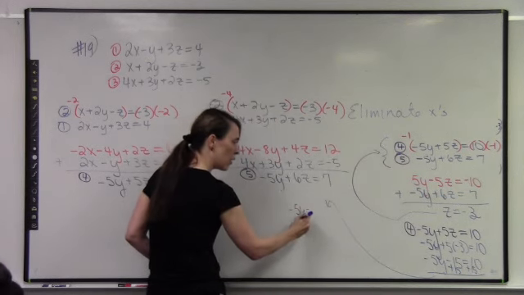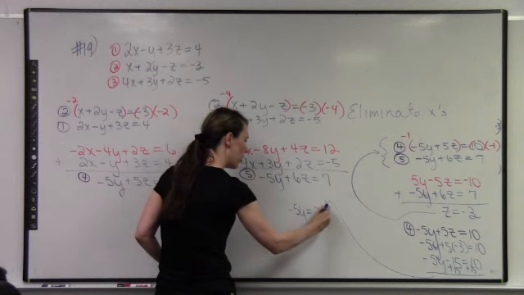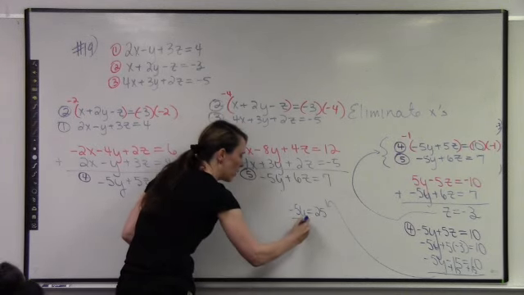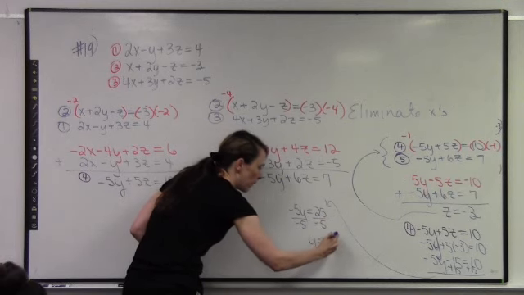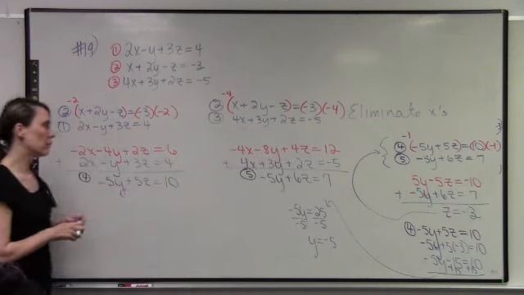A negative five y is going to equal 25. Did y'all get there? Yes. All right, and then divide by negative five. So what's y going to be? A negative five? Yes.